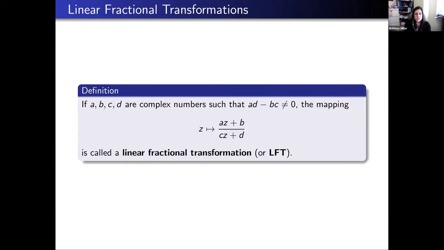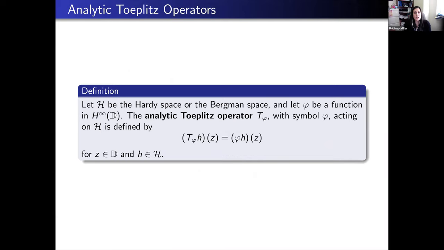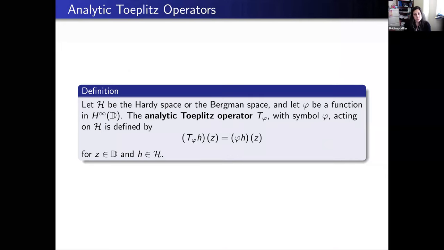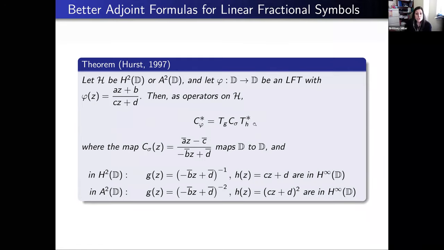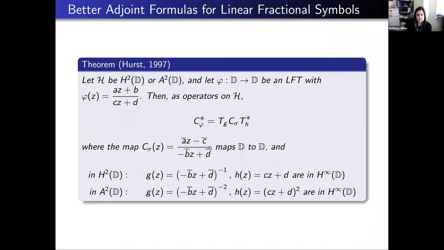So just a few other preliminaries. I think we all know a linear fractional transformation has the form (az+b)/(cz+d), where the determinant is not zero. And then our Toeplitz operator with symbol S will just be a multiplication operator. It turns out that on the Hardy and the Bergman space, if phi is a linear fractional map, then the adjoint C_phi star is a combination of Toeplitz operators with a different composition operator. So we see here C_phi star is T_g C_sigma T_h star, where C_sigma is this expression.